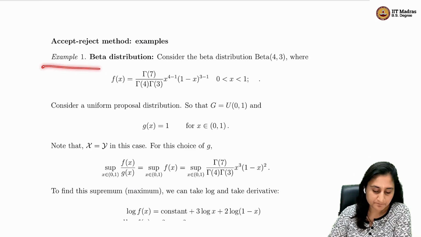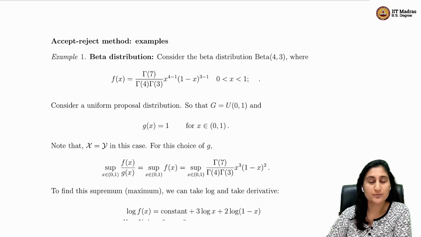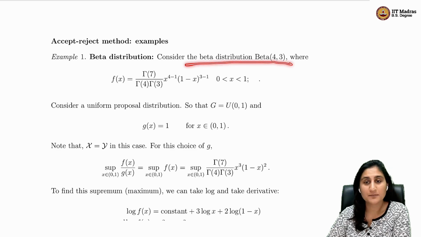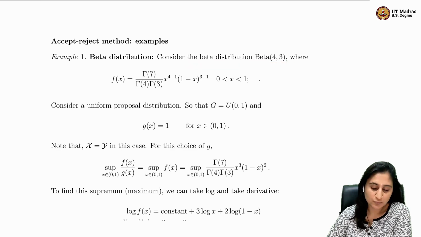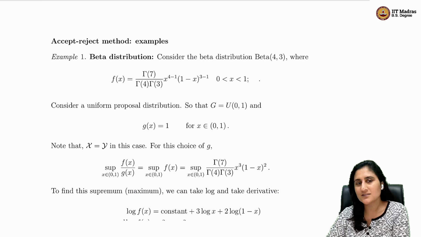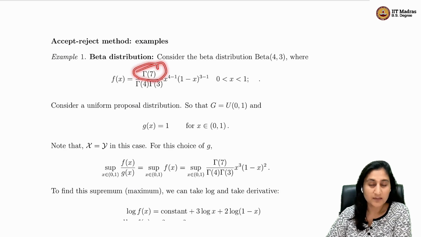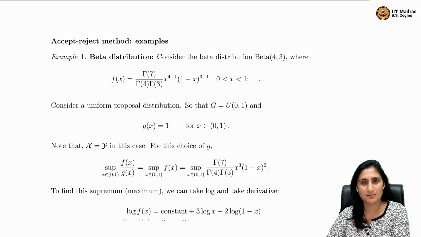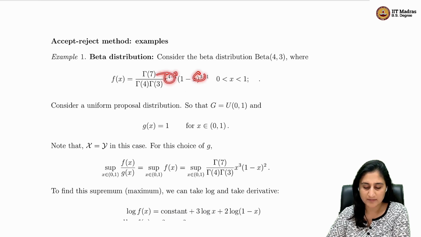So the first example is that of a beta target distribution. Let's say I'm considering Beta(4, 3). So the two parameters of the beta distribution here are 4 and 3, where we'll recall that the density of a beta distribution is basically the gamma function of the sum of these two parameters, so that's 7, divided by the product of the individual gamma functions of those parameter values, times x to the power 4 minus 1 and 1 minus x to the power 3 minus 1, where these 4 and 3 are coming from these parameters.